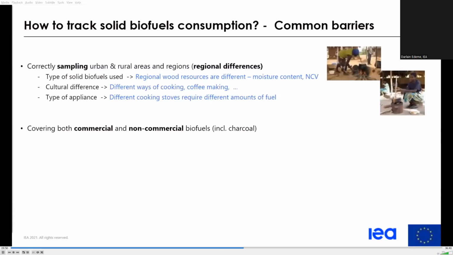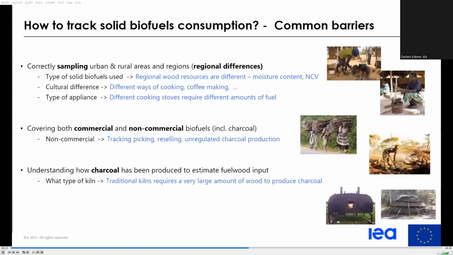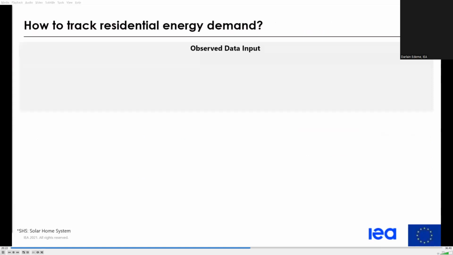We need to cover both commercial and non-commercial biofuels and include charcoal as well. For non-commercial, we need to track how much wood is picked, the reselling, also the unregulated charcoal production. There is also a need to understand how charcoal has been produced in order to estimate the fuel wood input. So what type of kiln has been used? So is it traditional kiln or improved ones?